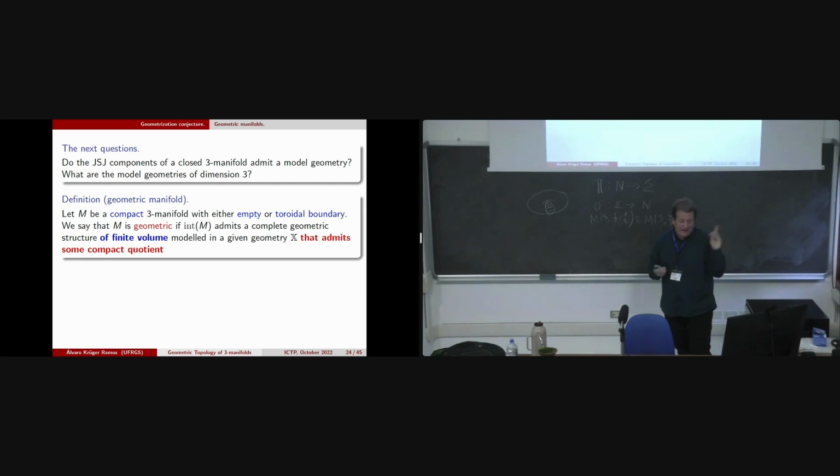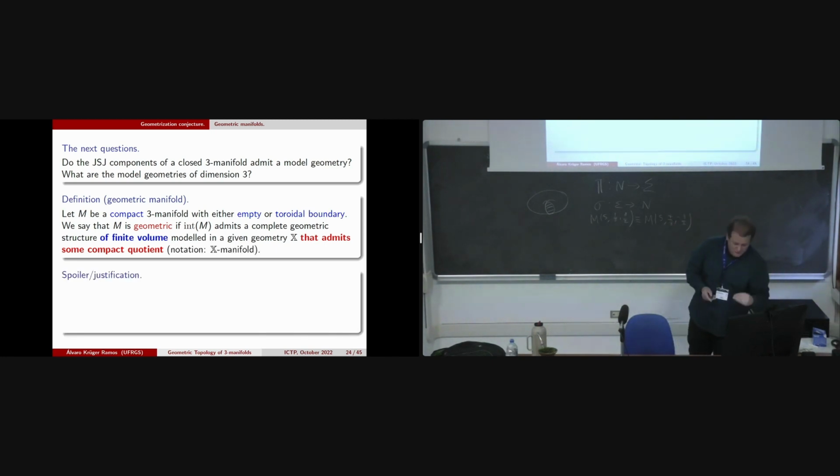I think the first time I read this, I said, why aren't we stopping here? A geometric manifold is something that admits a complete geometric structure. I thought that would be reasonable, right? But we need this geometric structure to have finite volume, and we need the geometry itself to admit some compact quotient. And the notation is going to be an X-manifold.